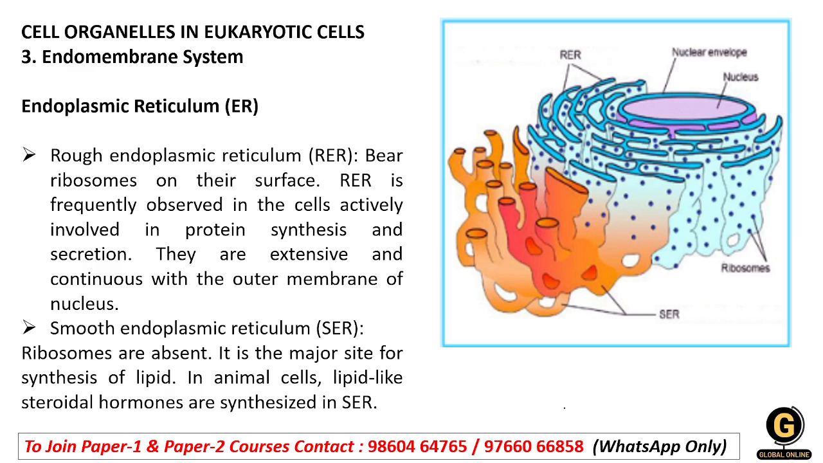So, is it clear what is happening? That RER is actively found in protein synthesis, observed in the cell where it is involved in protein synthesis and secretion, and SER does lipid synthesis, and it makes the steroidal hormones. What are the hormone names? Testosterone, progesterone, estrogen, and also helps.